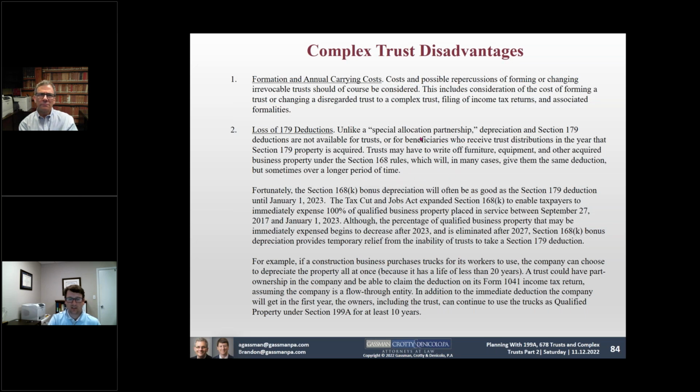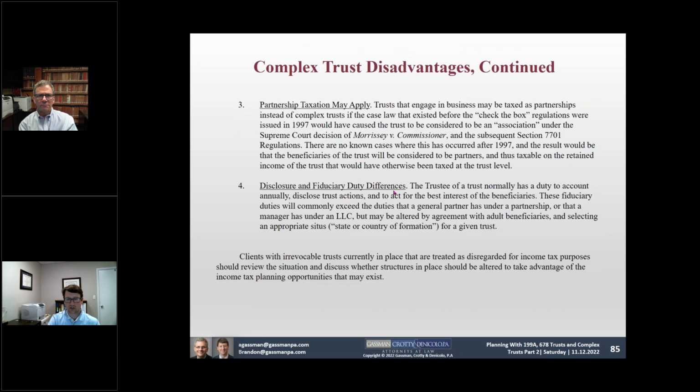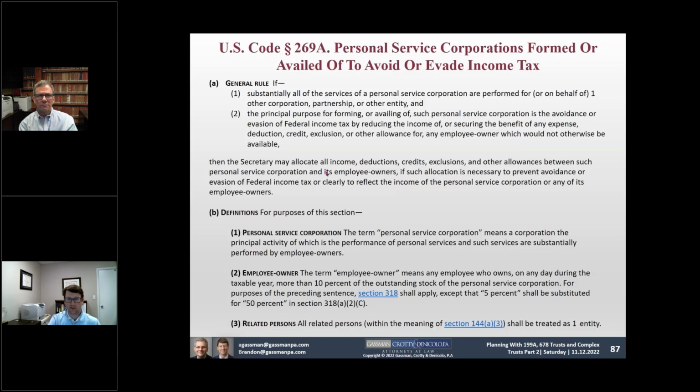Few disadvantages: you do have to file an annual tax return for the trust. You don't get 179 deductions, but you can get the 168K bonus depreciation, which is often as good as 179. A few more restrictions might apply. So those are a few of the disadvantages there.